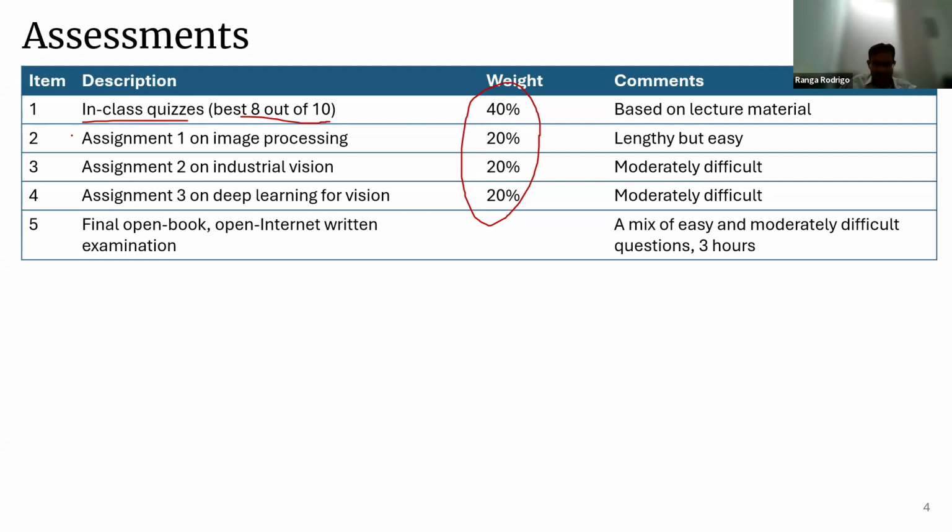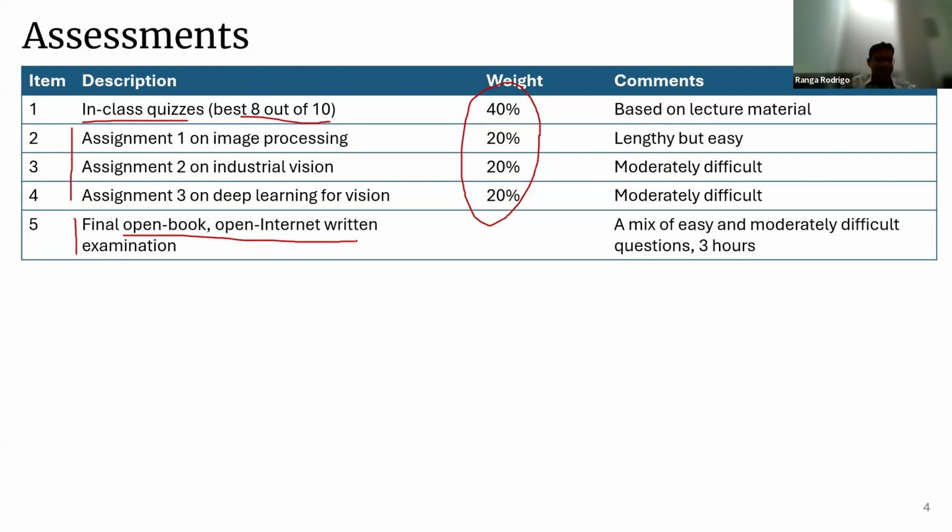Then there will be 3 assignments. There are marks assigned for these assignments, but I do not know how valuable these assignments will be because all of these can be solved using ChatGPT and so on. Then finally, an open book, open internet examination. Remember that open internet and open book does not mean that you can just look at the internet and answer. The questions will be formed such that you will need the knowledge to answer.